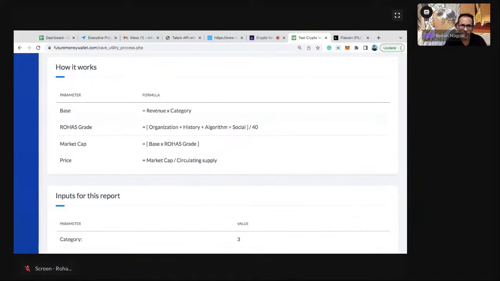Now, what we need to do next is we calculate the average of the grade. So we graded organization, history, algorithm, and social. That's out of 40. So we divide it and we get a multiplier number. Then we do the calculation of the market cap. So what we are basically using as a logic here is this base is multiplied by this number to give us a projected market cap, that is, how much can we expect the market capitalization of this crypto to be. And finally, to get the price, we just divide market cap by circulating supply.